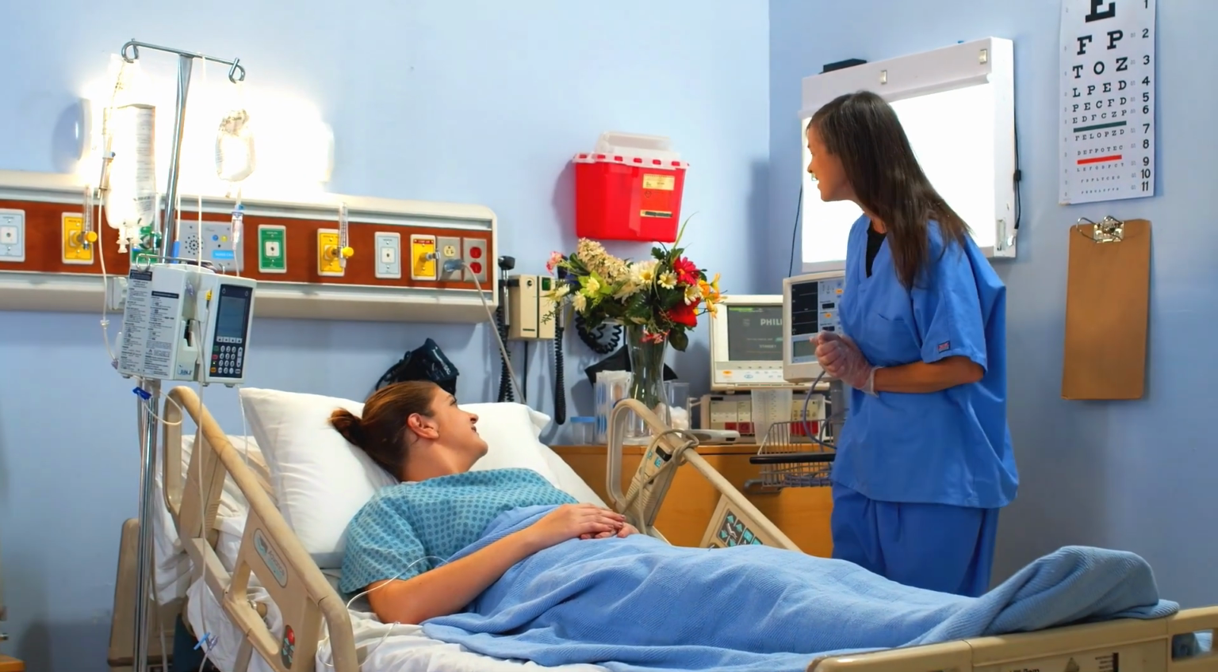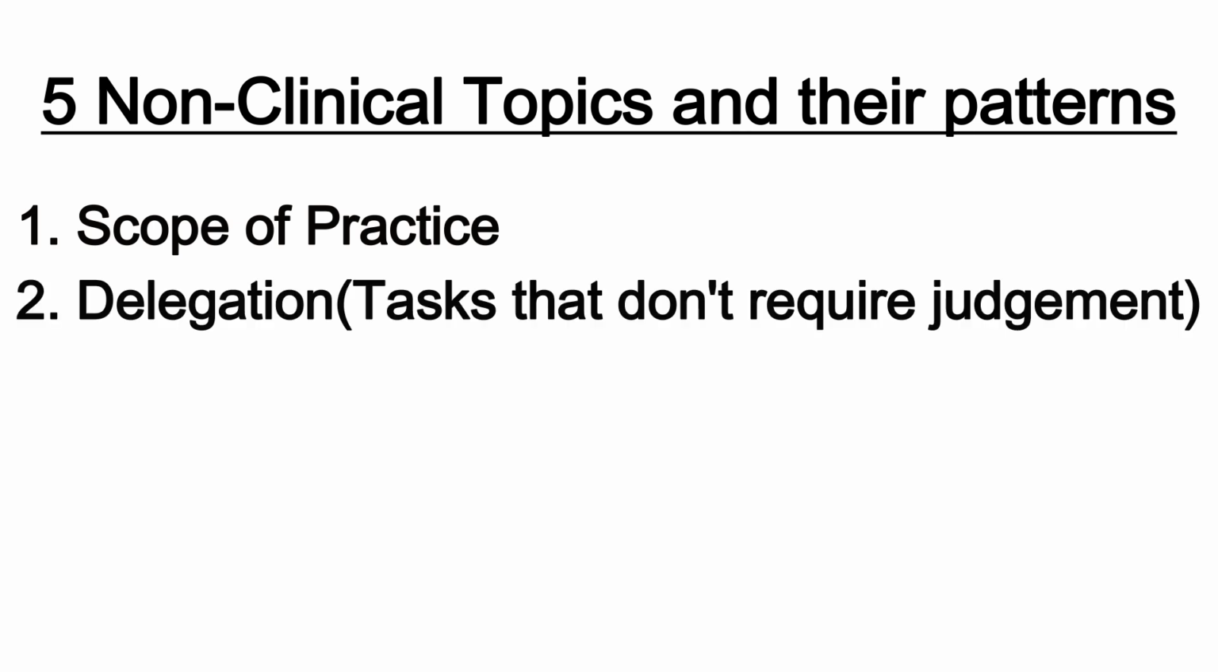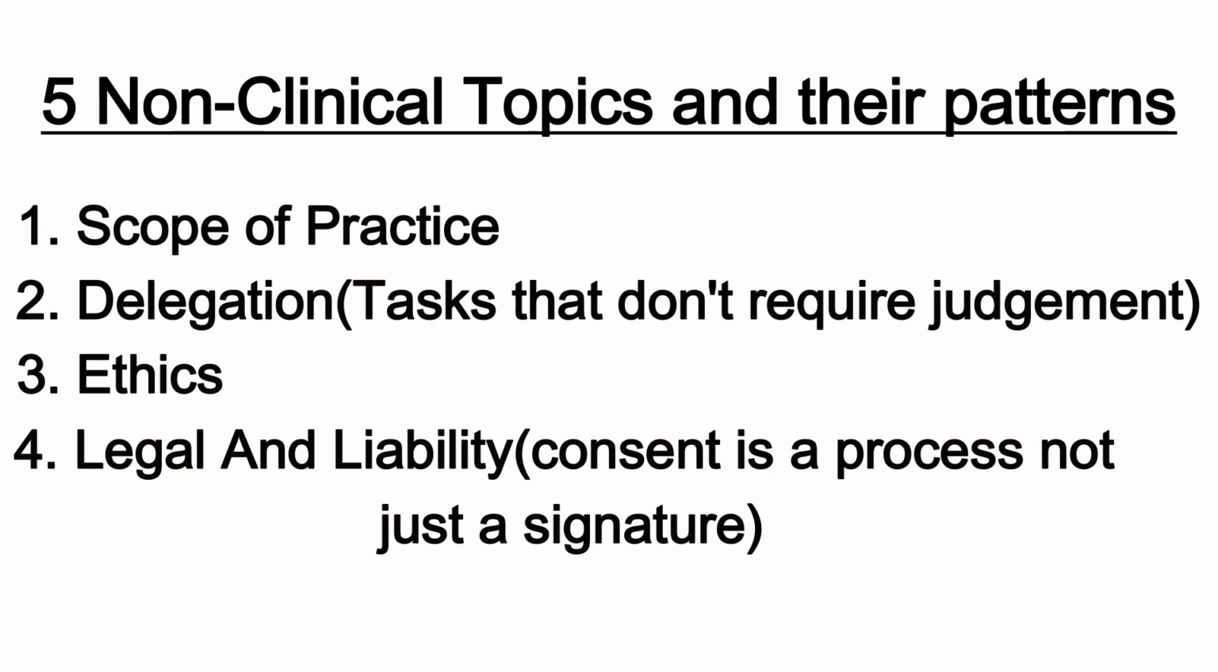So let's recap the 5 non-clinical topics and the pattern for each one. Scope of practice: when there's pressure to act outside of your lane, make sure you refer them out or escalate care. Don't just keep them there when they're not improving and you know very well it's outside your scope of practice as a nurse practitioner. Delegation: if it's just some tasks, yes, but if it requires judgment, no, do not delegate. Ethics, number 3: autonomy first, unless it causes significant harm, and then you document everything.